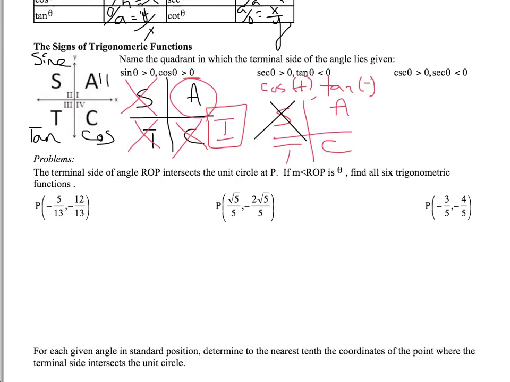Is cosine positive in T? The answer is no. Only tangent's positive there. Is cosine positive in C? The answer is yes. Now tangent has to be negative.